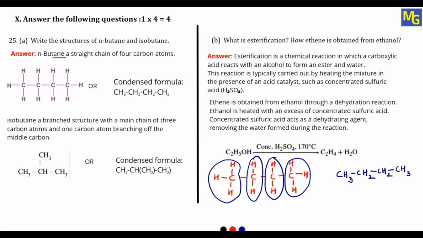Now we'll move on to isobutane. So what is isobutane? It is a branched structure with the main chain of 3 carbon atoms and 1 carbon atom branching off the middle carbon atom. So what do we have to do here? First we take 3 carbons, and for the middle carbon we branch the 4th carbon. So total carbon present in butane is 4, but in the main chain we take only 3 carbons, and the remaining 1 carbon we branch to the middle carbon. Then it is called isobutane. So this is a structural formula and this is a condensed formula.